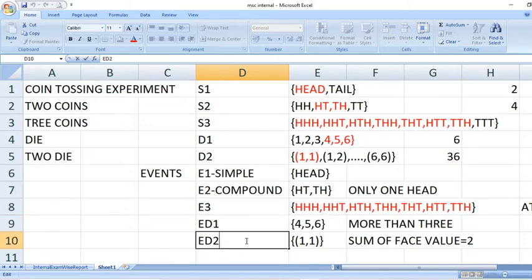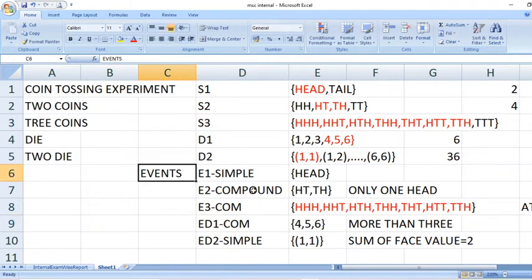This is a simple event because it has only one outcome. This is compound. This is also compound. Okay, so we have discussed events, and two types of events are there: simple event and compound event. Simple event means only one sample point will be there, and for a compound event there can be more than one sample point.